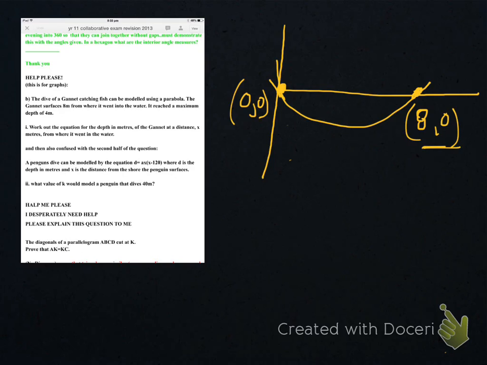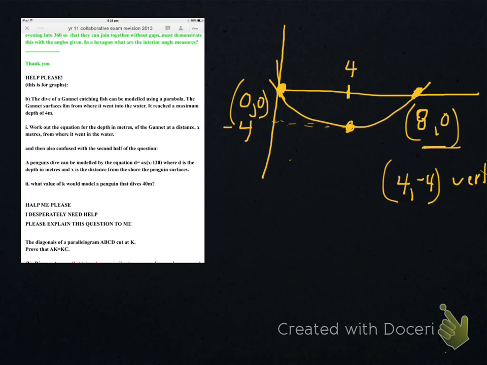And it reaches a maximum depth. So this depth, which is basically your vertex, that's down 4, minus 4. Now remember what we know about a vertex: a vertex is halfway between the x-intercepts, between 0 and 8, which is over 4, and now it's down 4. So it's over 4 and down 4. That's the point of the vertex.